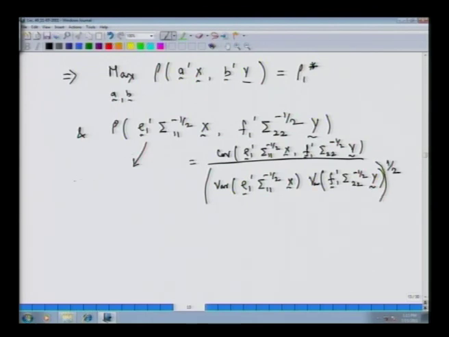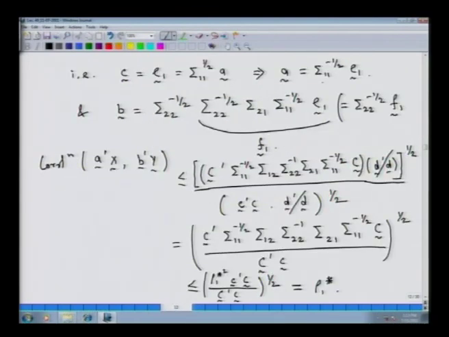This is what we are looking at: this rho of A prime x and B prime y, with our A equal to the maximizing coefficient, which is sigma 22 to the power minus half E 1.